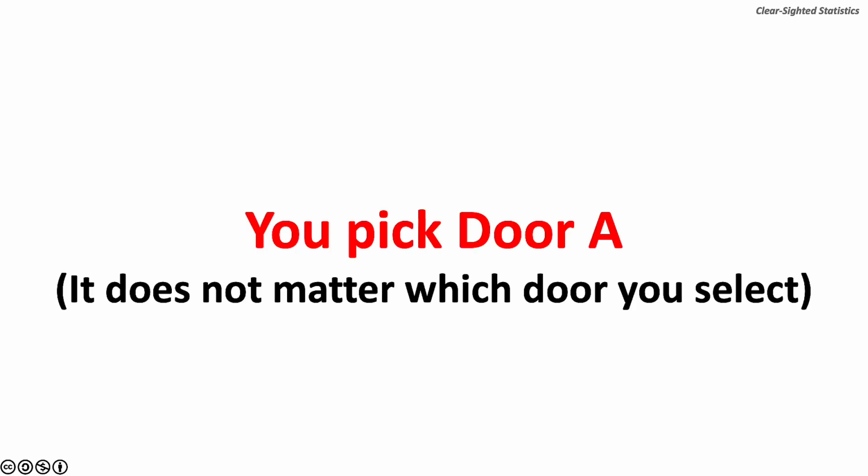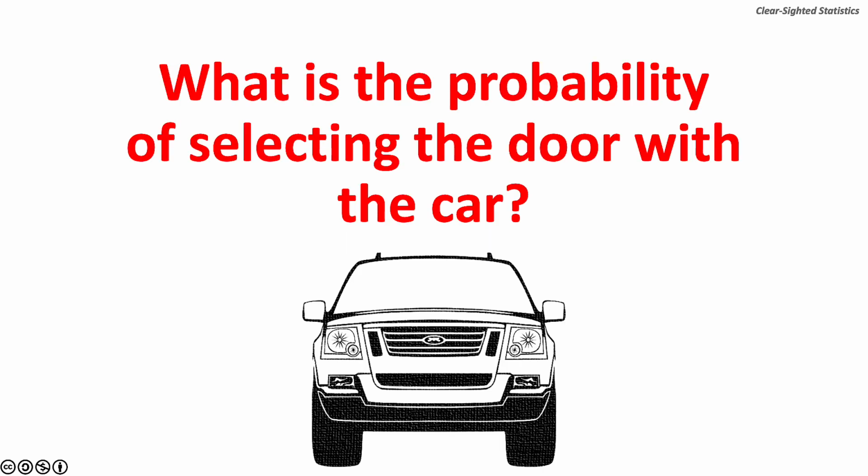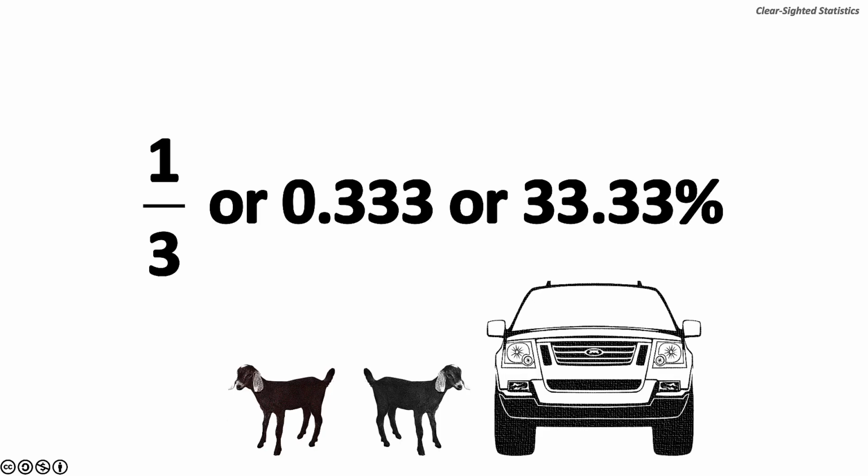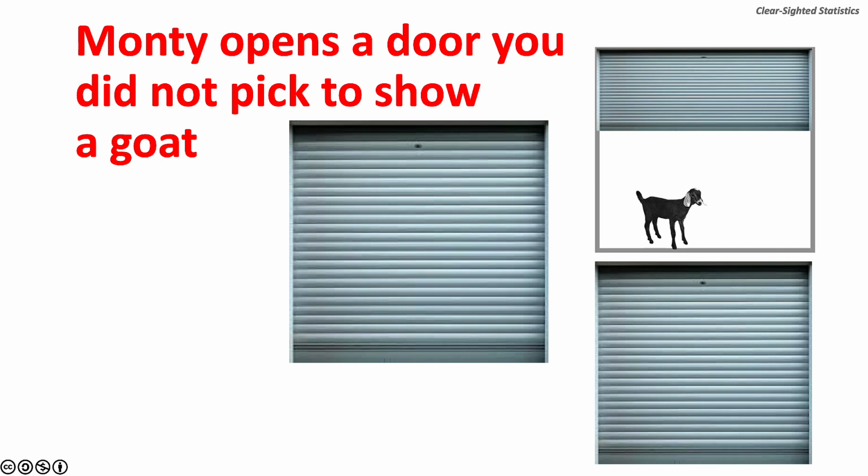You pick door A. It really does not matter which door you select. What's the probability of selecting the door with the car? You have a 1 in 3 chance of picking the door with the car. That is a 33.33% chance of winning. Monty opens a door you did not pick to show a goat.